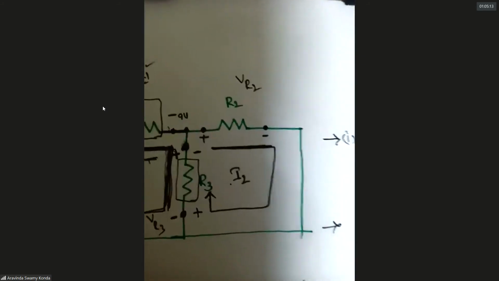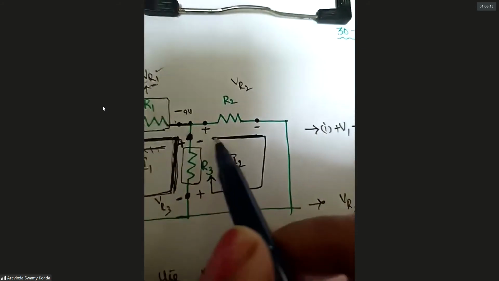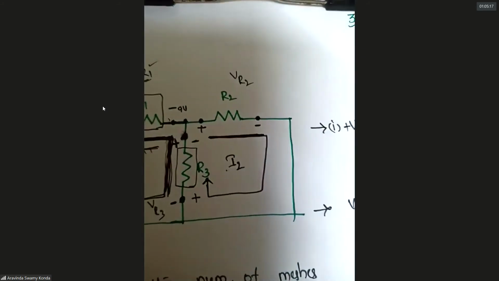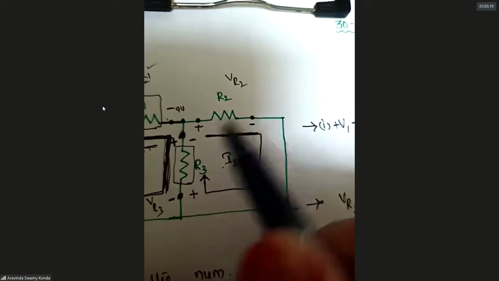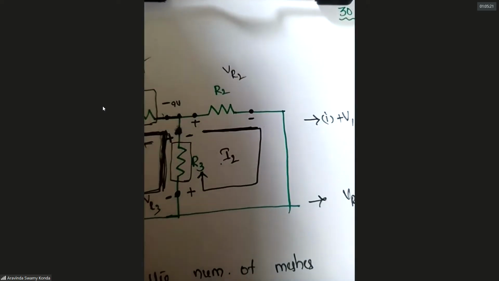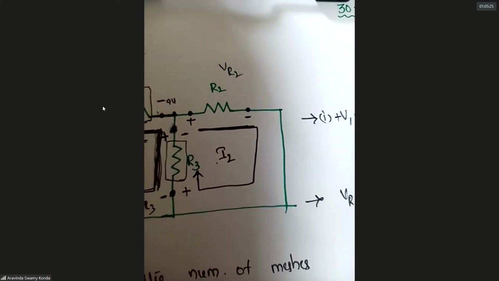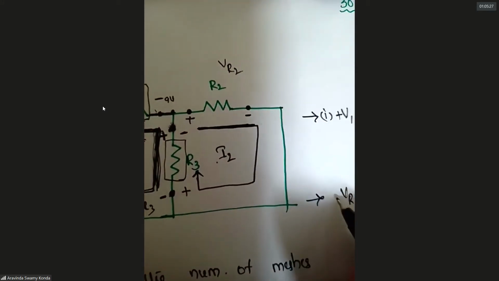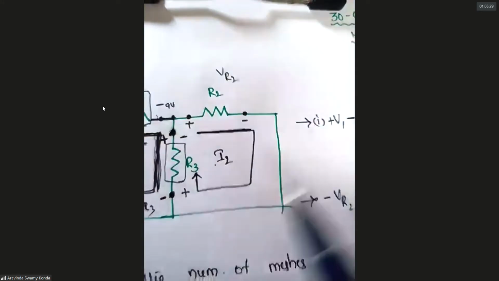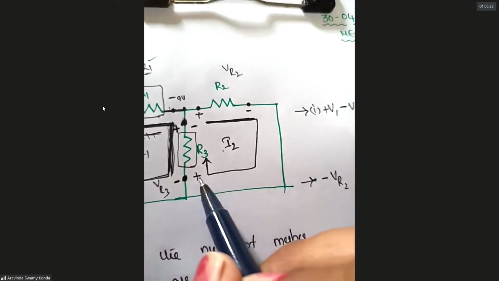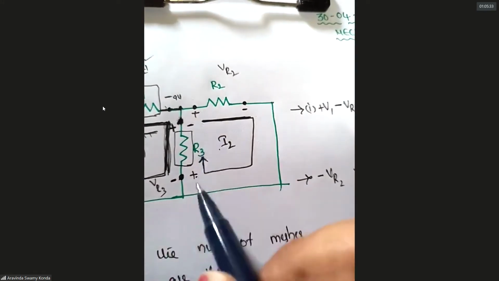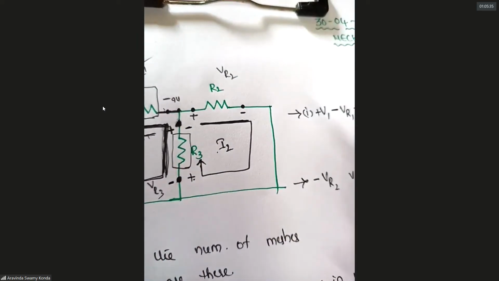So what signs do we want to give here? See, for VR2, what direction are you going? You are going in this direction, so are you coming from plus to minus or minus to plus? Plus to minus, sir. Then what sign do we give? Minus, sir. Very good. And next, for VR3, are you going plus to minus or minus to plus? Plus to minus, sir.